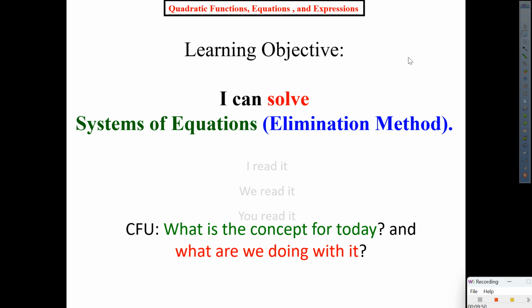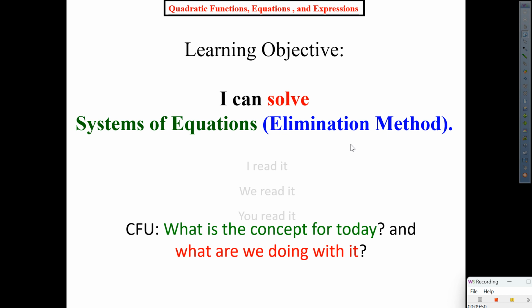Our objective for today: I can solve the system of equations by the elimination method. Today's more like a review, revisiting this concept from Algebra 1, which I'm pretty sure and confident your teachers taught you guys. However, I'm just retrieving it because we're about to embark on a nice third dimension systems lesson starting tomorrow.